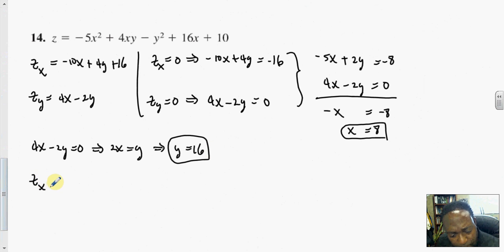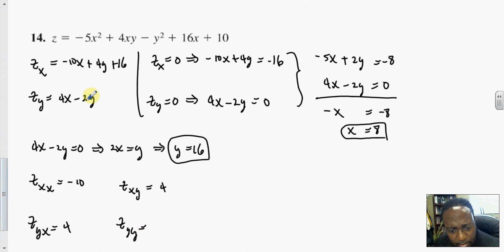And we find the second partials. Partial of z with respect to x twice gives us a negative 10. Partial of z with respect to x and then y, that's equal to 4. The mixed partials are the same. Partial of z with respect to y twice is negative 2.